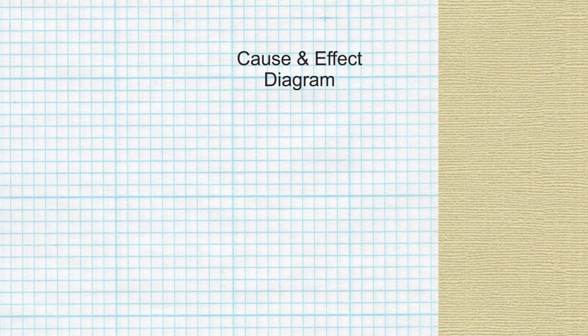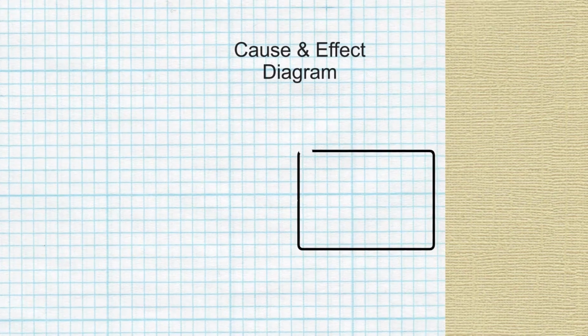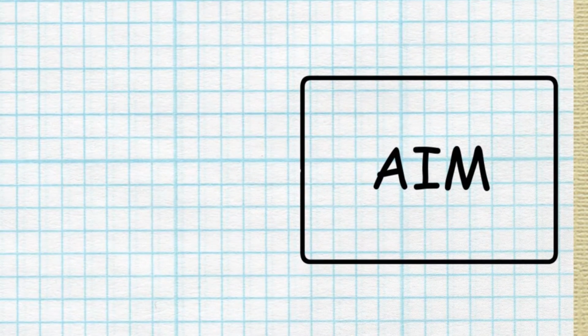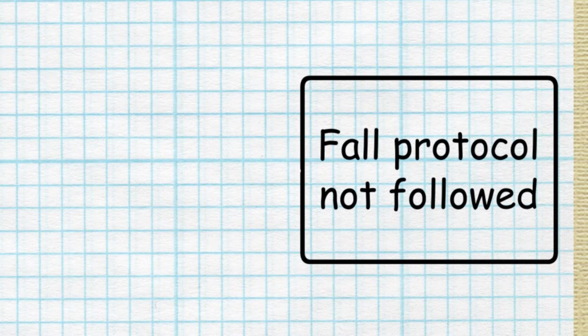Once you have your aim identified, draw a box at the right-hand edge of a piece of paper. Write your aim in that box. It may be necessary to use a shorthand version of the aim to get it to fit in the box on the paper. Make sure to keep the full version of your aim, though, available for easy reference. In this example, a nursing group chose to focus on fall protocol not followed as their problem aim.